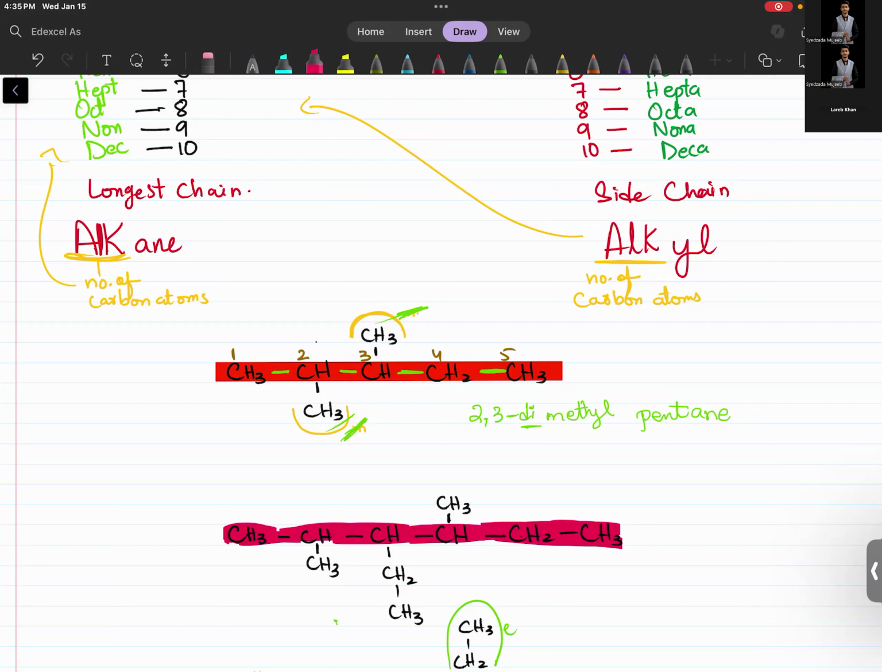Now, apart from this, everything will be a side chain. This is a side chain, this is a side chain, and this is a side chain. Got it? Now I need to mention which side chain is what. It has one carbon, it will be methyl. It has two carbons, it is ethyl. It has one carbon, it is methyl. From which side will I start the counting first? Left side or right side? Left. Okay.